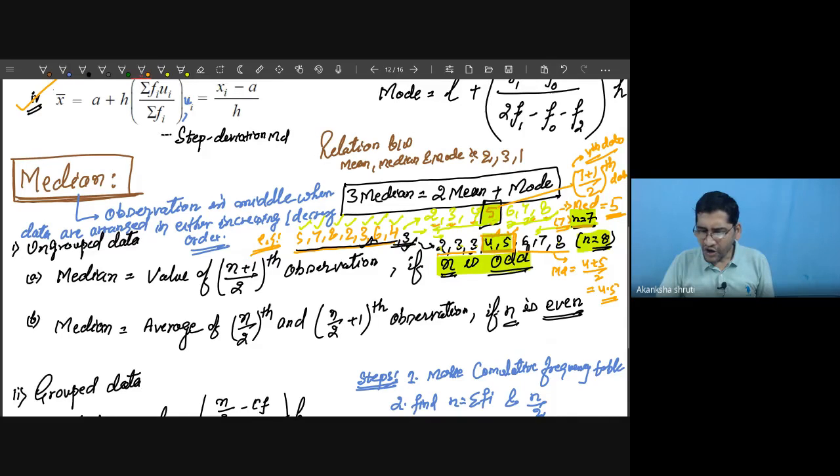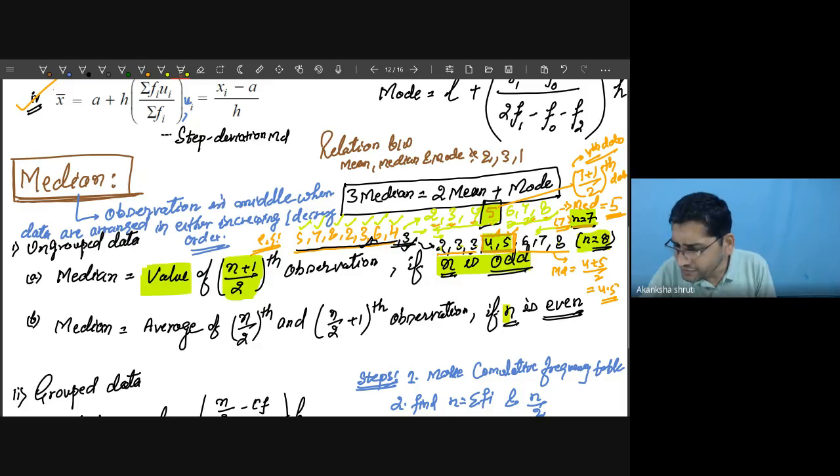So if n is odd, you first calculate n plus 1 by 2 to get the middle number. Then observe at that middle number what is the value of the observation. So the value of the observation at n plus 1 by 2, like here it was 7, so 7 plus 1 by 2. At the fourth position, the observation was 5, so 5 was the median. It's so simple.